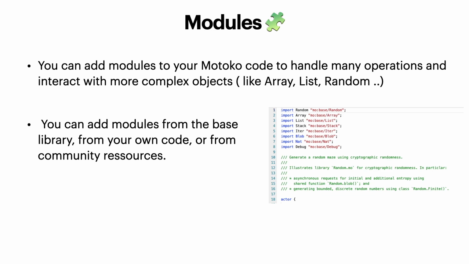And you have basically 3 ways to import modules. You can import modules directly from the Motoko Base Library with the syntax you can see on the picture. So mo:base/random, mo:base/array. You can import modules from your own code, and I will show you in the video. And you can import modules from external repository using something like Vessel Package Manager. And I will explain what is Vessel and how to use it in a next video. All right, so let me show you the module from the base library.